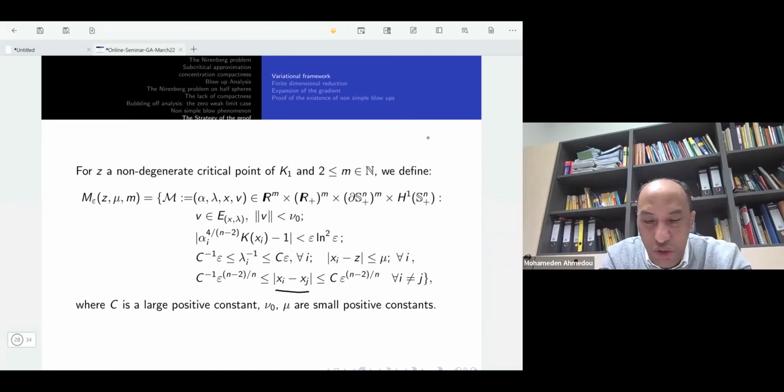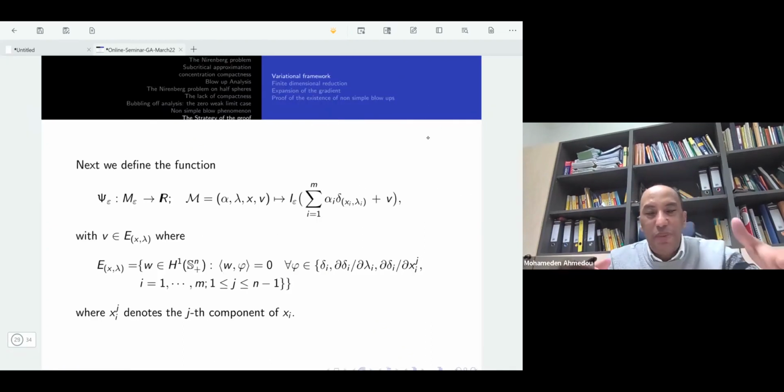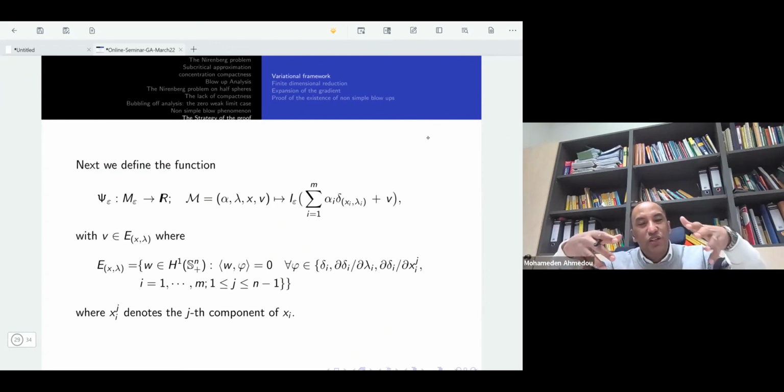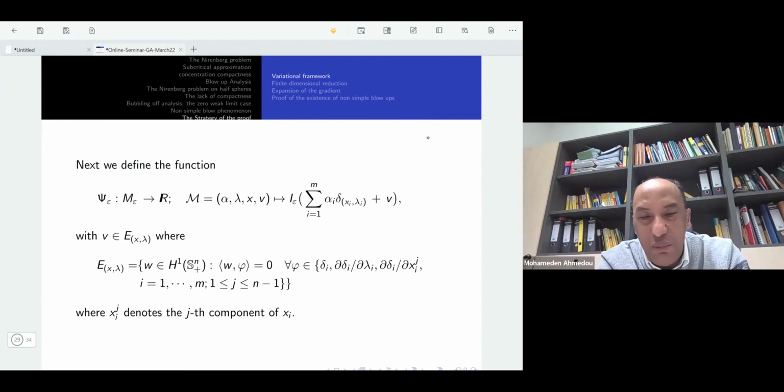So now you want to construct a critical point with this property in this set here. What you do first is look at the tangent space, and define a new function, u epsilon, the sum of alpha i delta i plus V, where now V is orthogonal to the tangent space. And once you do that, you first have to minimize in V. This is exactly what you do in the classical Lyapunov-Schmidt reduction.